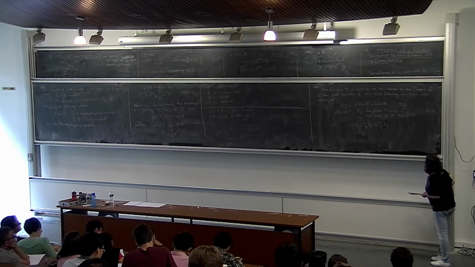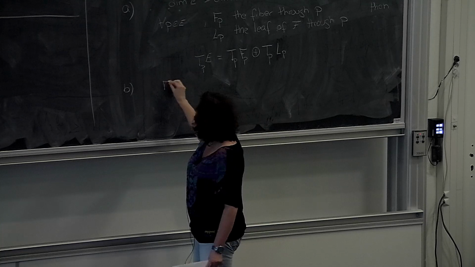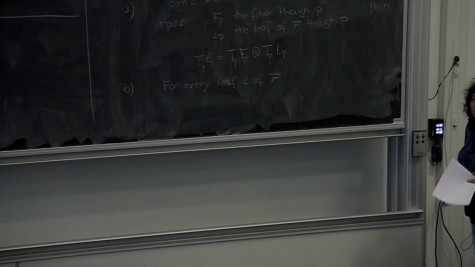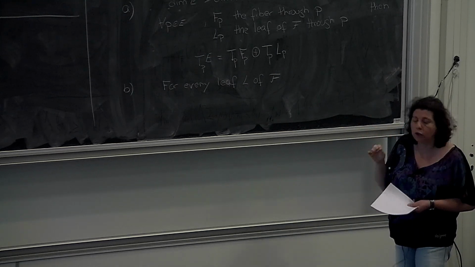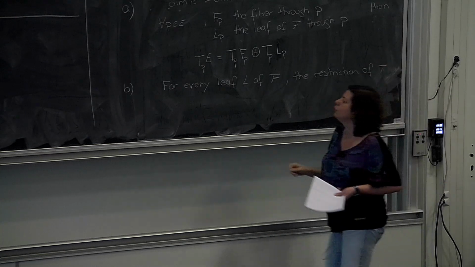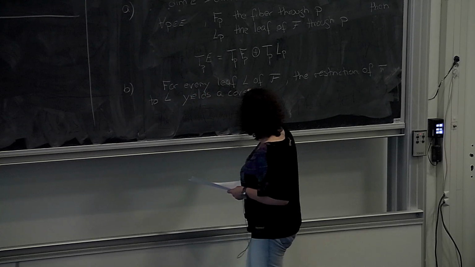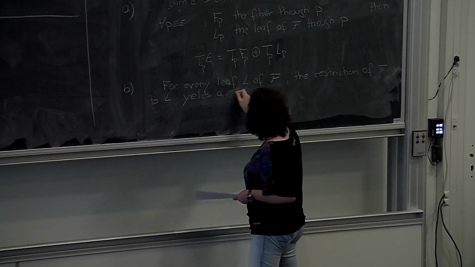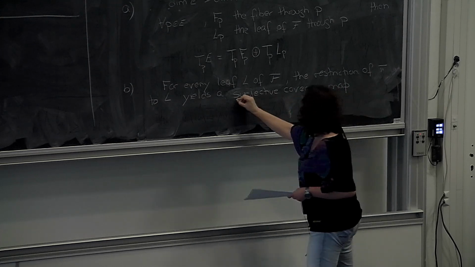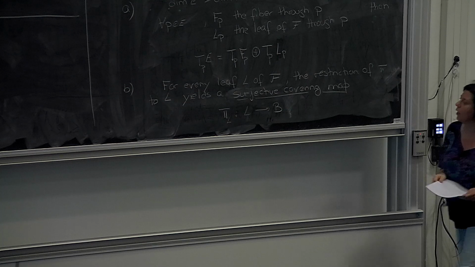Maybe I can write still here. So the second condition that we ask is that for every leaf L of the foliation, if we take the restriction of P, the projection, to this leaf L, the restriction of P to L yields a covering, a surjective covering map. Okay, so we are going from L to the base, and this is a surjective covering map.